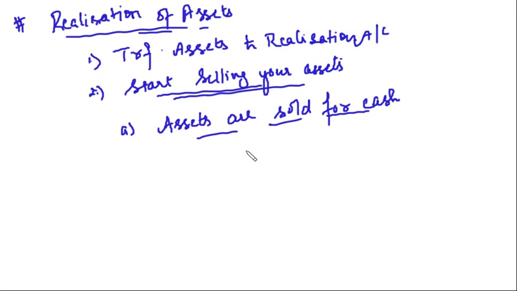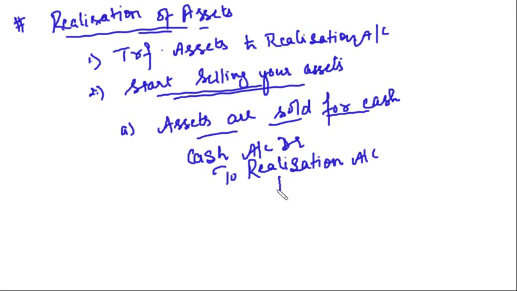Clear, friends? Now what will be the journal entry if you are selling the assets for cash? Your cash will come into your pocket. I will say cash account debit. Now what will be credited, asset account or the realization account? Assets I have already credited by transferring them to realization account. I cannot credit the assets again. I have already transferred my assets to realization account. Assets I have closed down. Forget about the assets. Now you have the realization account only. So what I will say is cash to realization account.